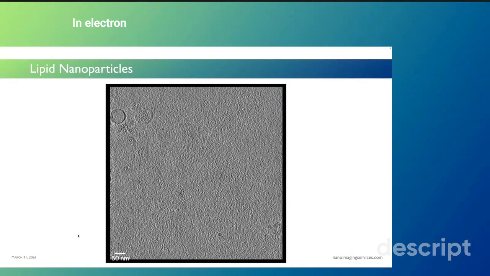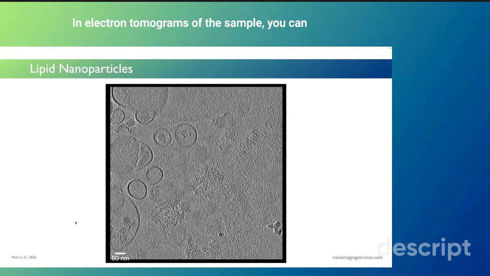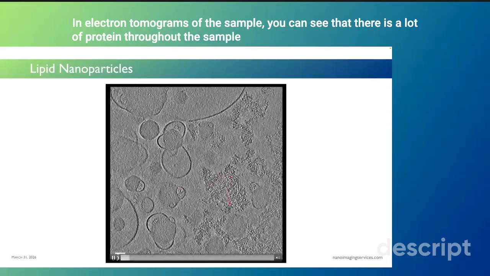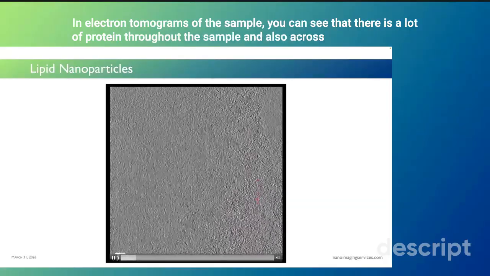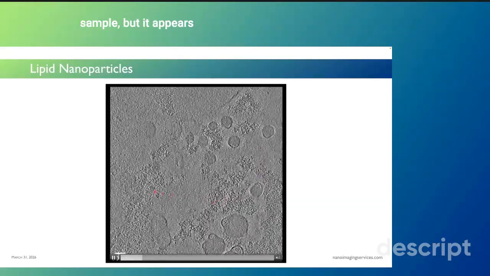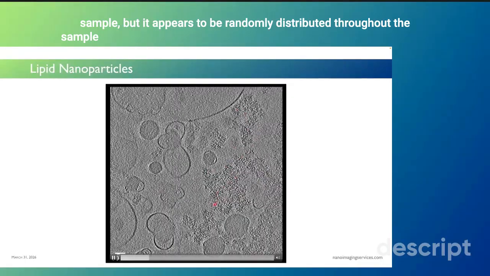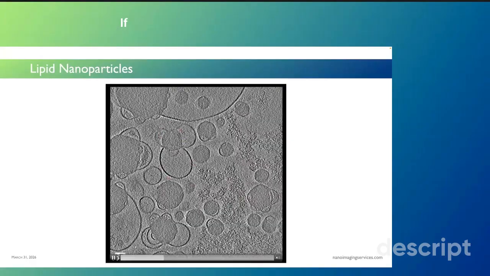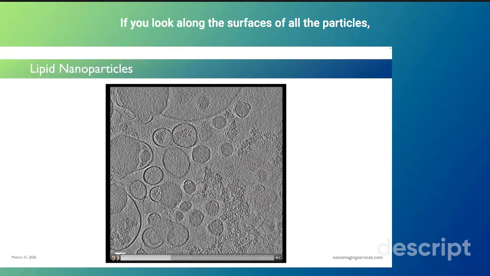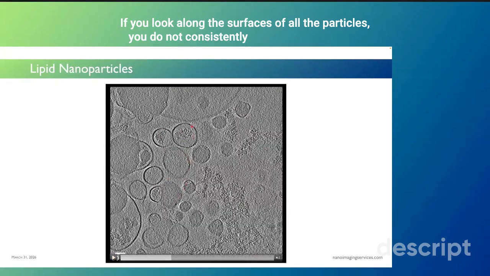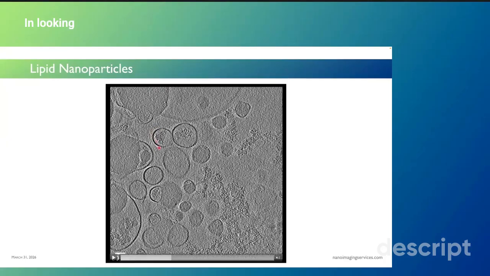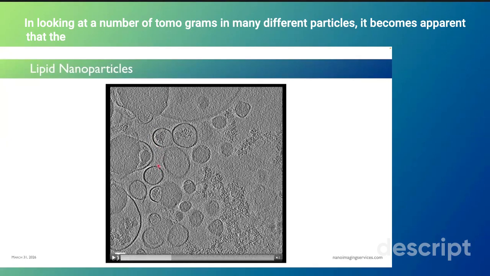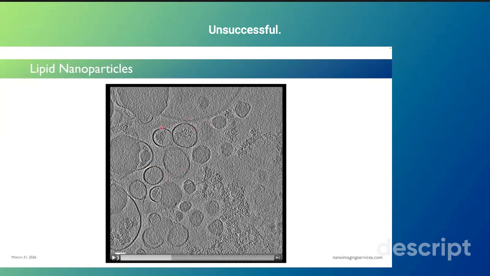In electron tomograms of the sample, you can see that there is a lot of protein throughout the sample and also across the surface of the sample, but it appears to be randomly distributed throughout the sample and not specifically associated with the surface of the particles. If you look along the surfaces of all the particles, you do not consistently see any protein there. And looking at a number of tomograms and many different particles, it becomes apparent that the surface modification of these particles with the protein appears to have been unsuccessful.